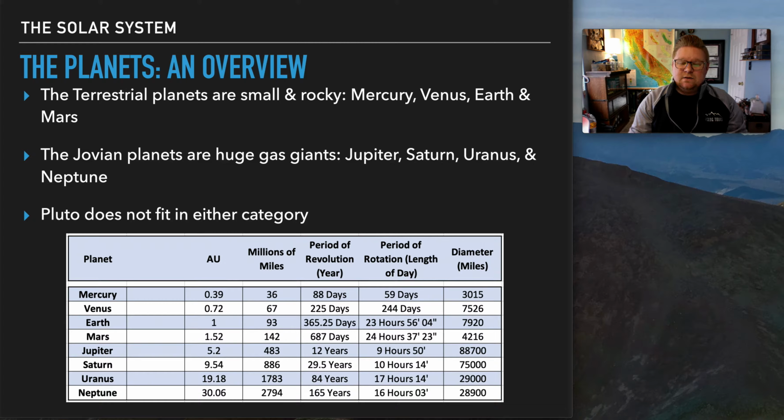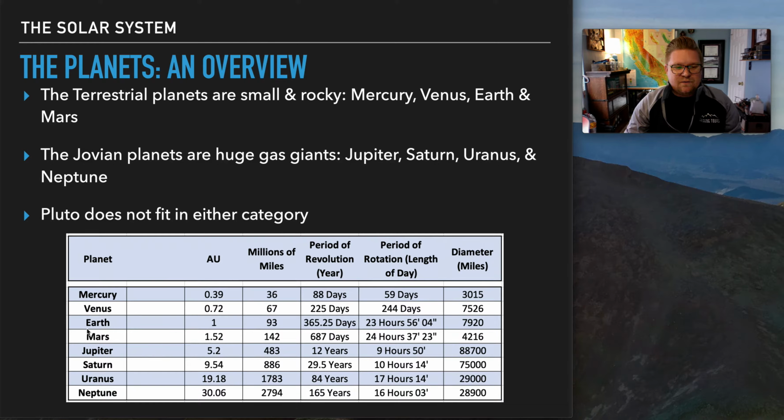Now, its year is equivalent to 88 Earth days, meaning the revolution, the time it takes Mercury to go around the sun, takes 88 Earth days. Its solar day is 59 days. Ours is about 24 hours. Theirs, it takes 59 days to do a complete rotation. So very different than what we experience. And then I included its diameter.